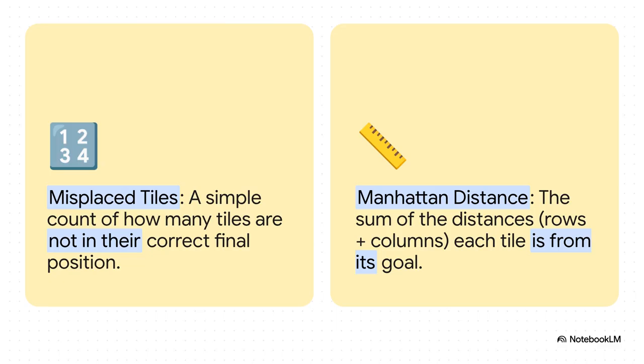Easy enough. But a much smarter way is something called the Manhattan distance. It adds up the total number of squares, up, down, left, and right, that each tile has to move to get home. And this is a way better guess because it estimates the amount of work left to do, not just how many things are wrong.